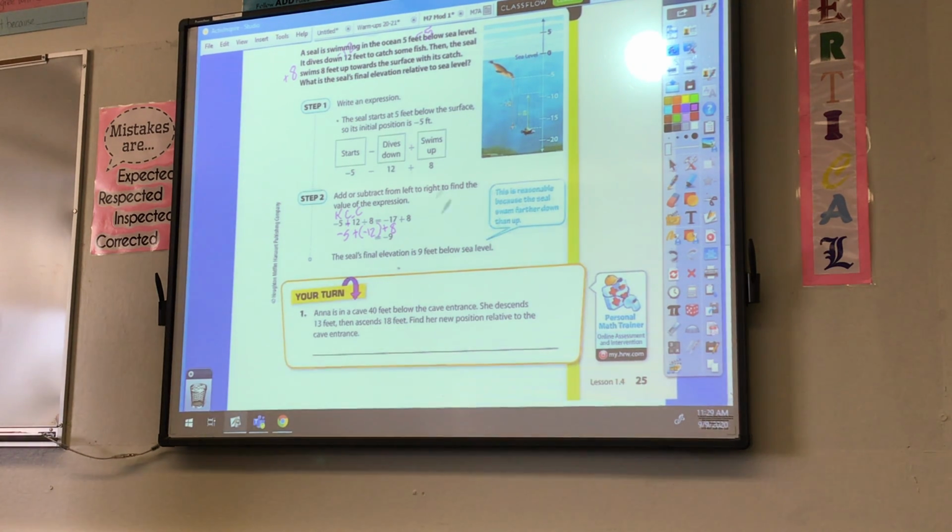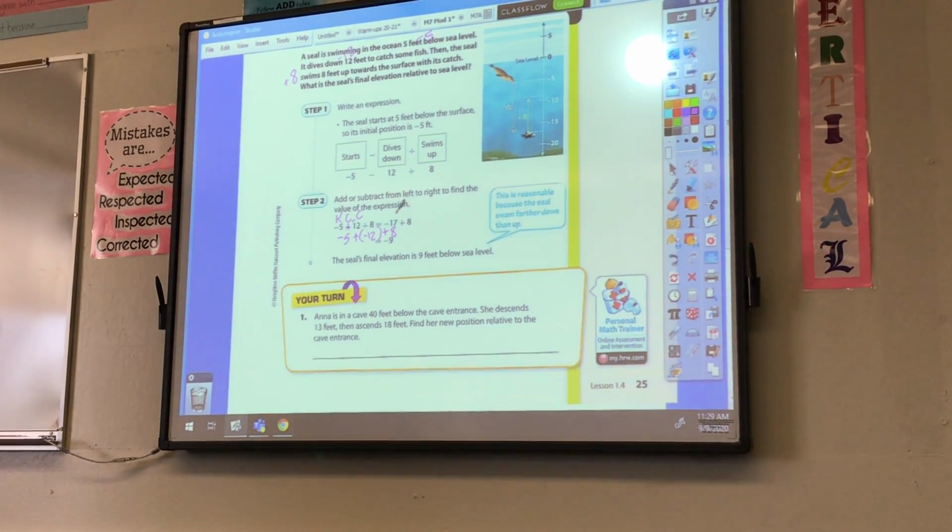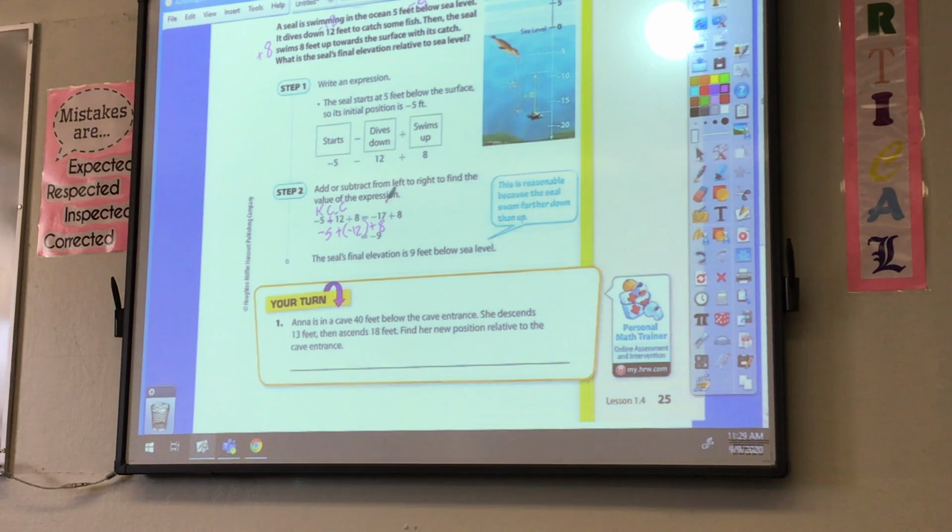So I take the negative 5 and the negative 12 and I put them together, and that's how they get the negative 17. And then negative 17 plus 8, and there's my answer, negative 9. So the seal's final elevation is 9 feet below sea level.